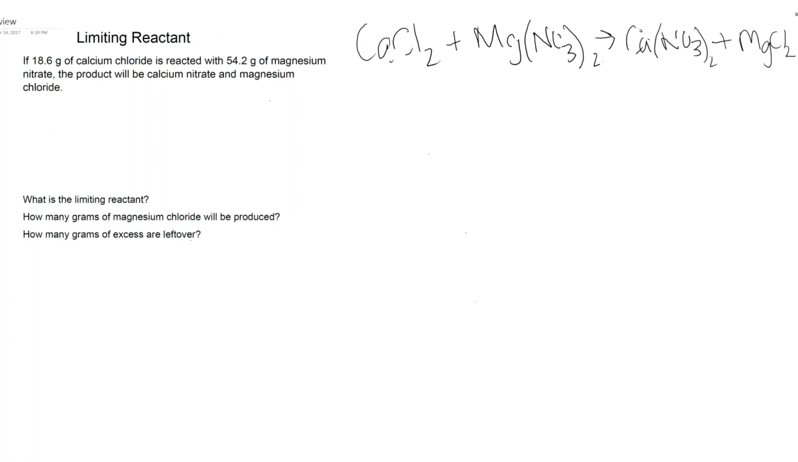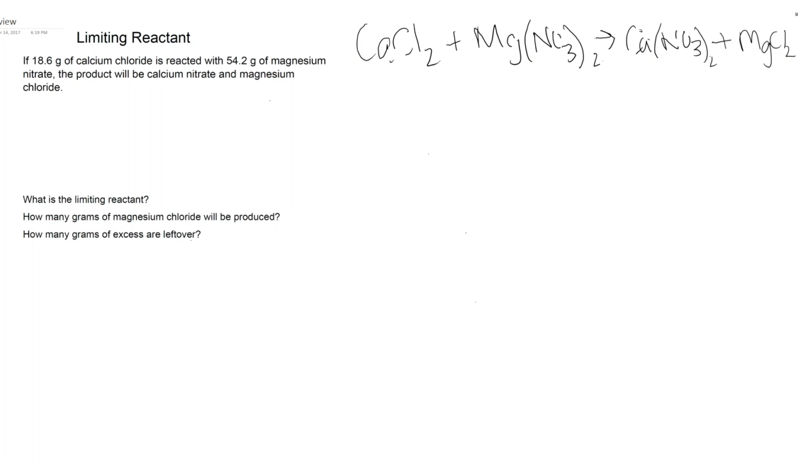In limiting reactant problems, we are given two starting numbers, and we have to change those starting amounts into the same substance and compare them. So for example, we can't compare calcium chloride straight to magnesium nitrate. We have to change them both into calcium nitrate or magnesium chloride, whichever one we decide.